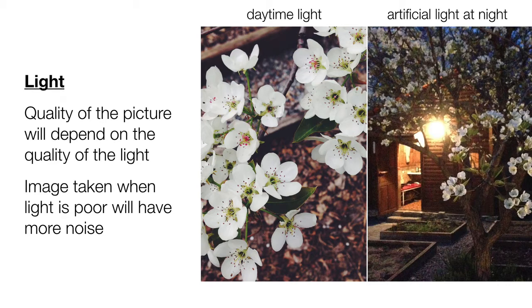Images taken in poor light conditions will have more noise. Noise in the picture is when your image becomes grainy, like on the image on the right. Yes, there are programs to reduce noise, but no noise reduction program will ever match the quality of the picture taken in good light conditions, like the image on the left. That being said, don't be afraid to shoot when light is not perfect. Just be aware of the quality of the image.